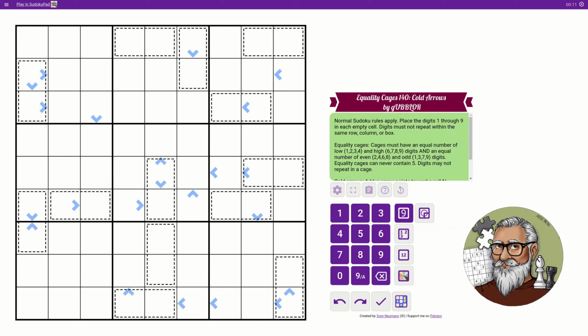Today I'm going to be trying my hand at Equality Cages 140, Cold Arrows, by gUBBLOR. If you'd like to give it a go, there will be a link in the description below. If you do, please let me know how you fared and what you thought of it.